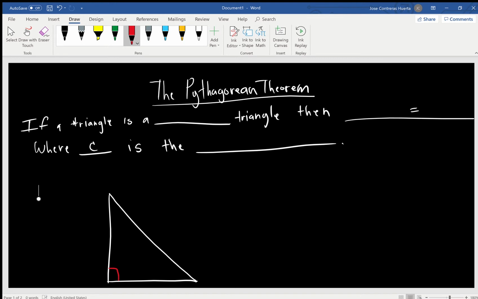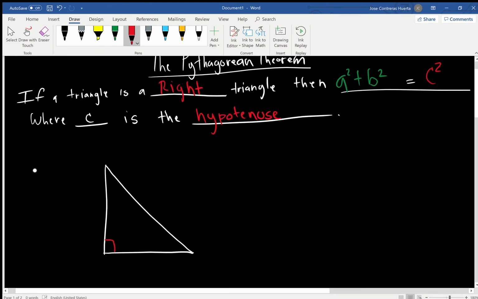So if a triangle is a right triangle, so the Pythagorean Theorem only works for right triangles, then you will have a squared plus b squared is equal to c squared, where c is the largest side, which is also known as the hypotenuse.